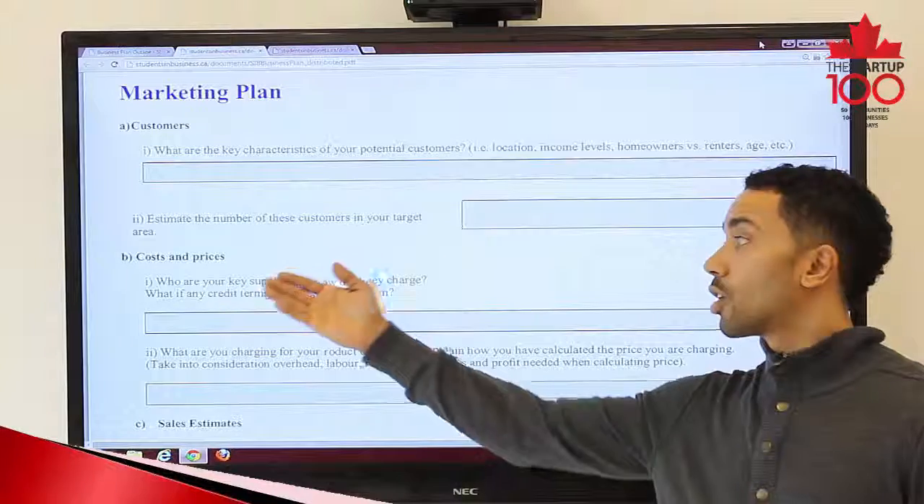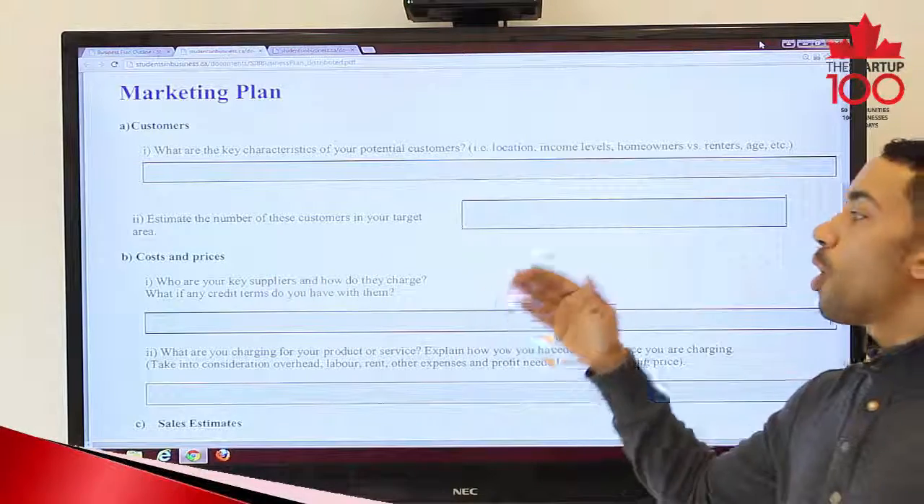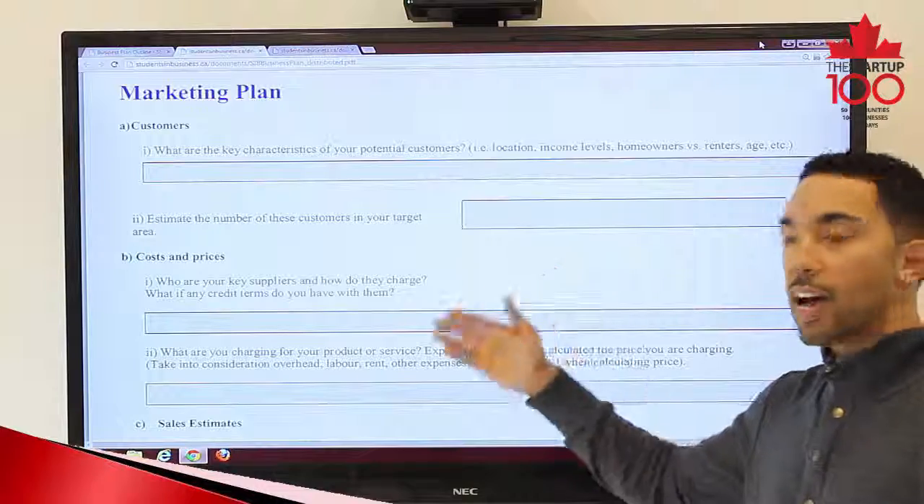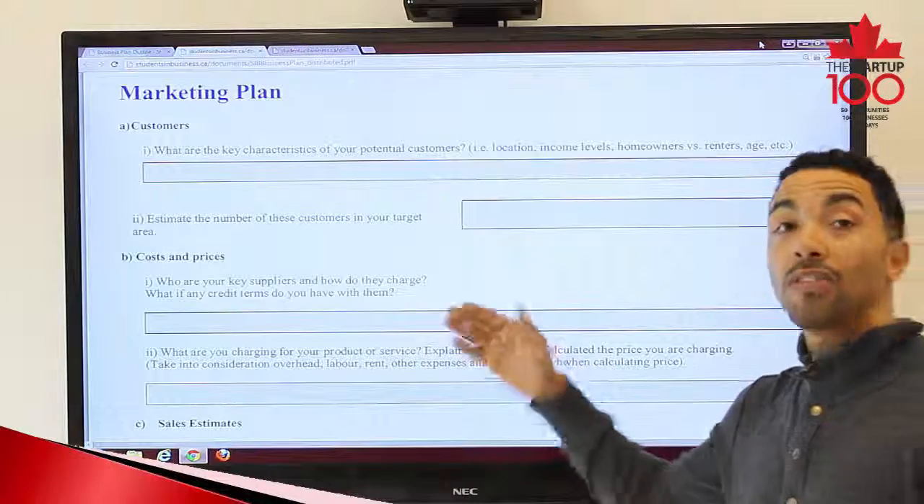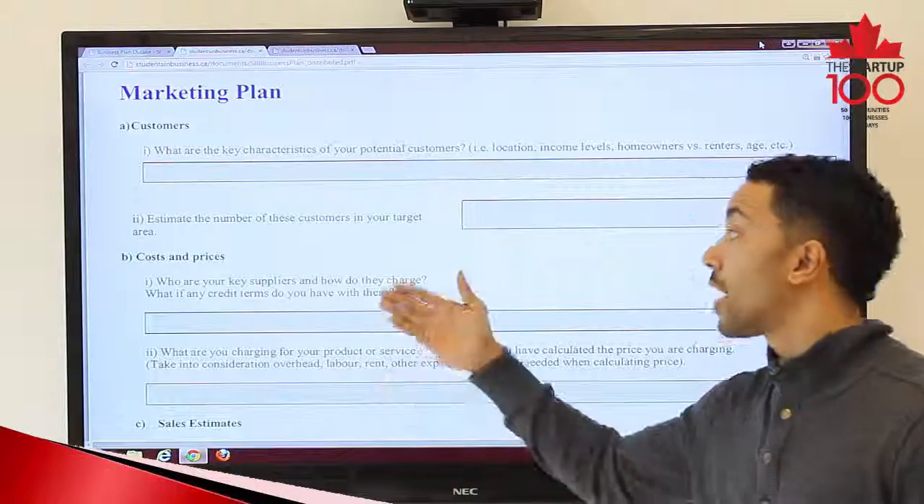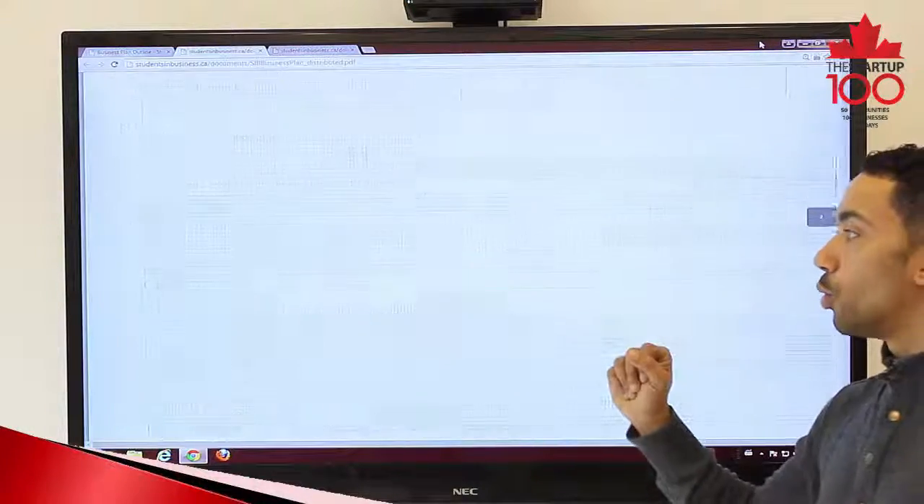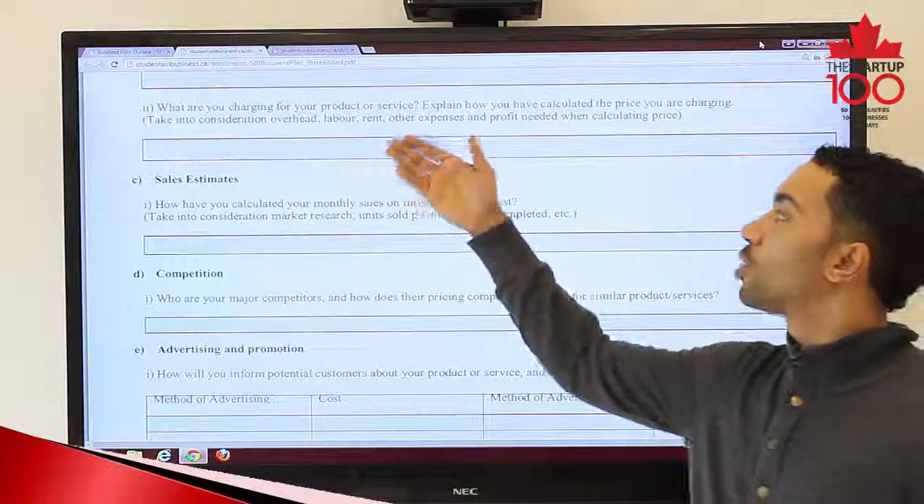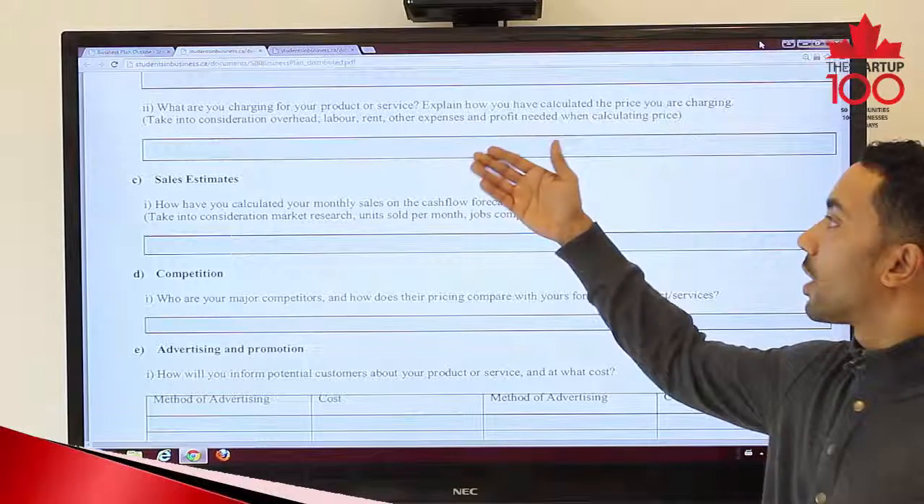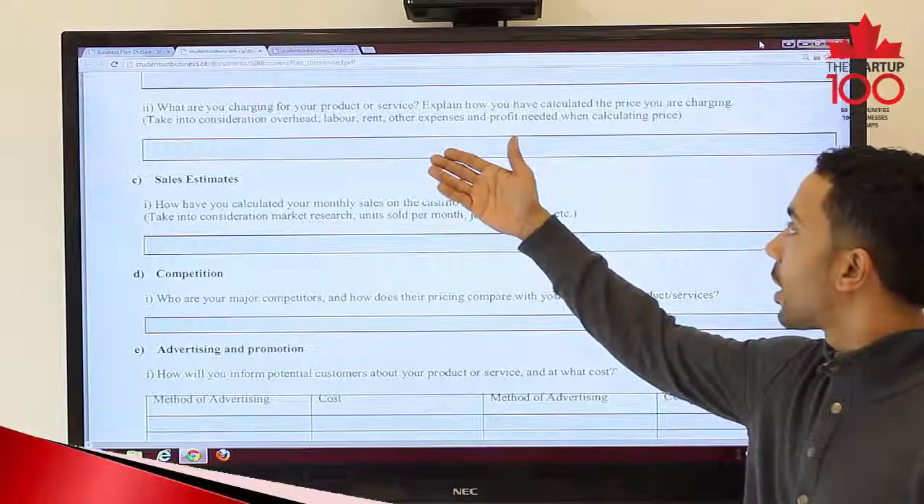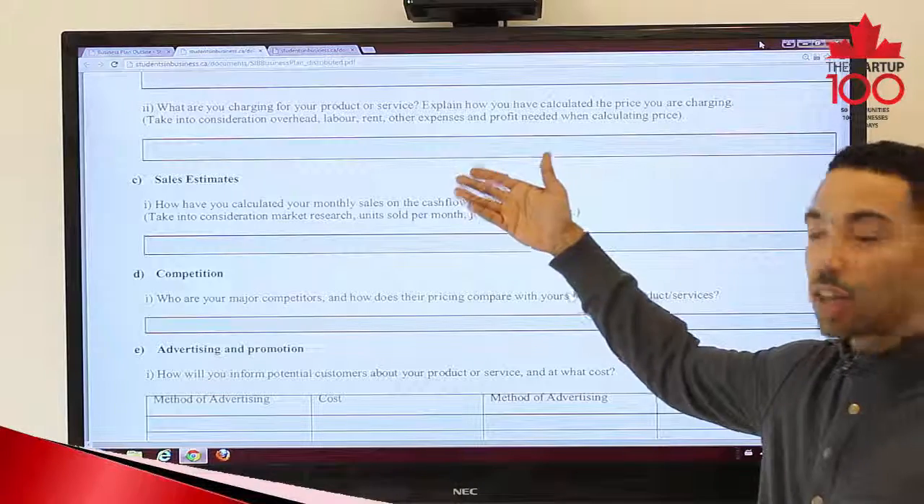Part B, cost and price. Who are your key suppliers and how do they charge? What, if any, credit terms do you have set up with them? You want to know these things here. Part 2, what are you charging for your product or service? Explain to us how you have calculated your price.